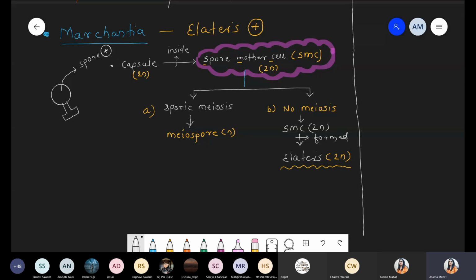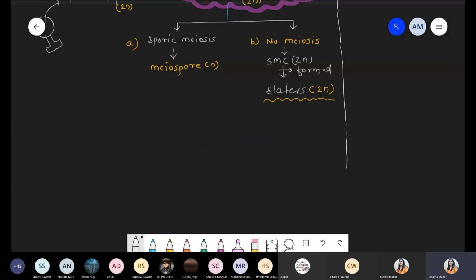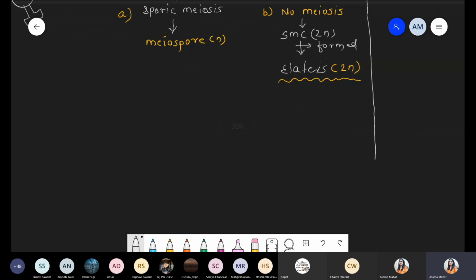We are talking about the capsule. Inside this capsule are spore mother cells. If the spore mother cell undergoes sporic meiosis, it forms the meiospore. In the other condition, if there is no meiosis, the spore mother cell is converted into a typical structure, the elaters. So what is the ploidy level of elaters? Diploid, because without any reductional division, as it is, the spore mother cells are converted into the elater structure. So quickly I draw the structure of the elaters. Let's draw along with me.